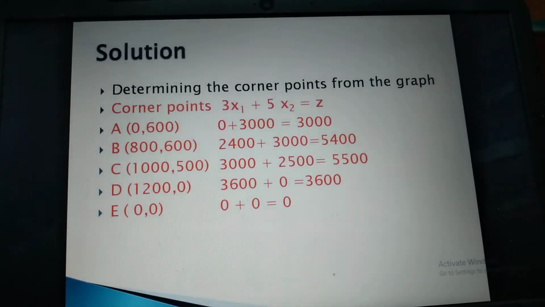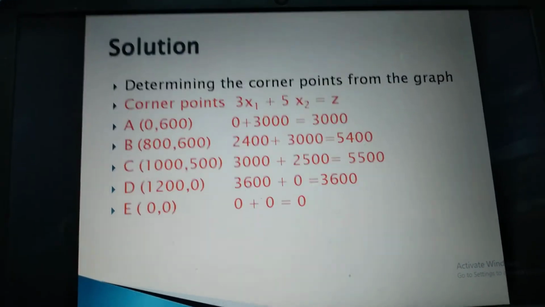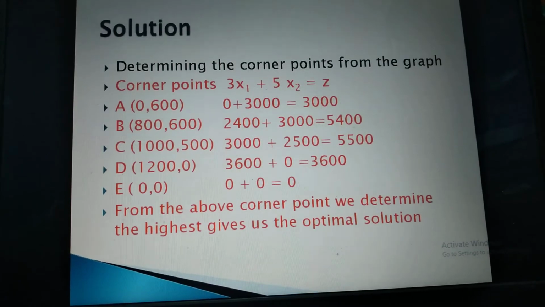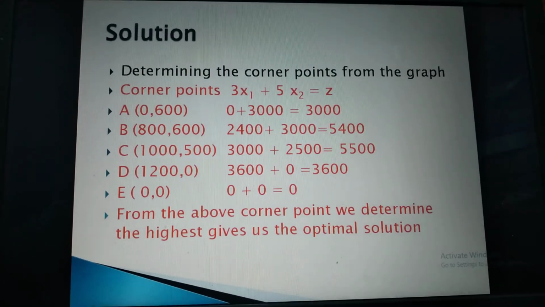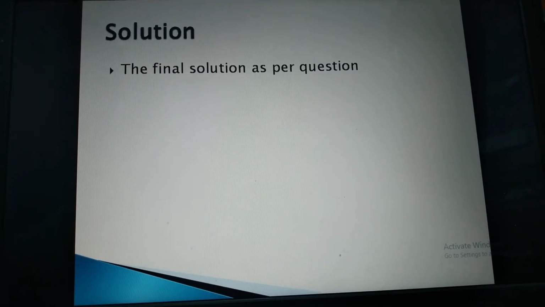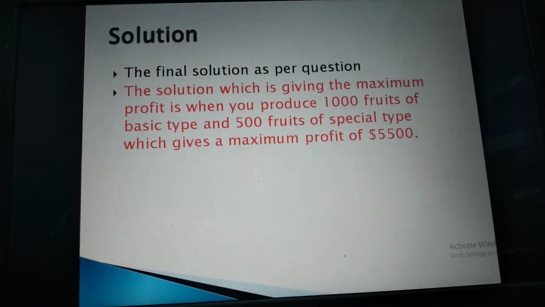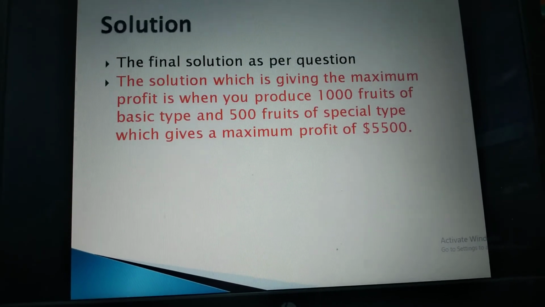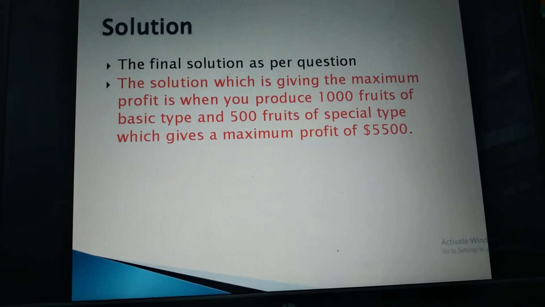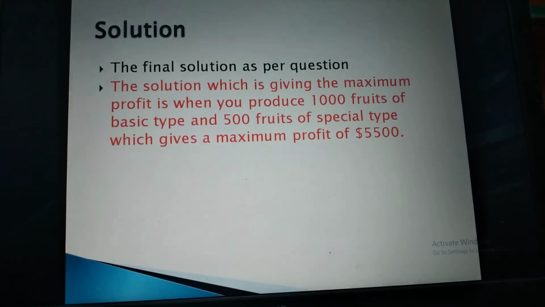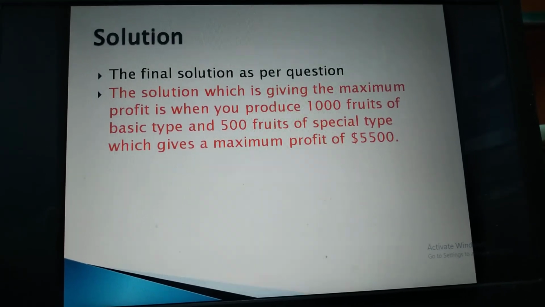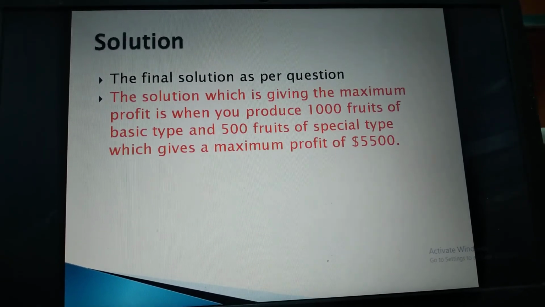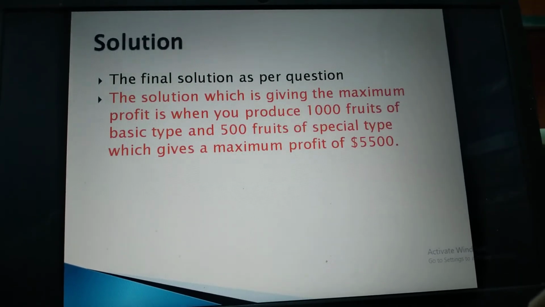So the next move is now to get the optimal solution. From the above corner points, we determine the highest value which gives us the optimal solution. Now, the final solution as per the question will be the solution which is giving the maximum profit when you produce 1,000 fruits of basic type and 500 fruits of special type, which gives a maximum profit of 5,500.